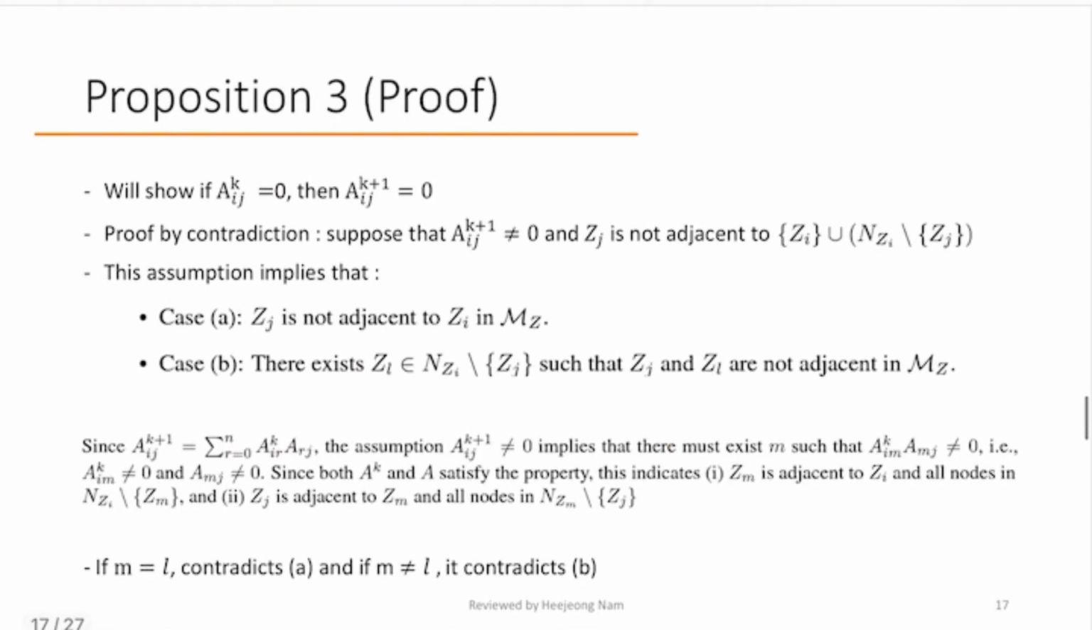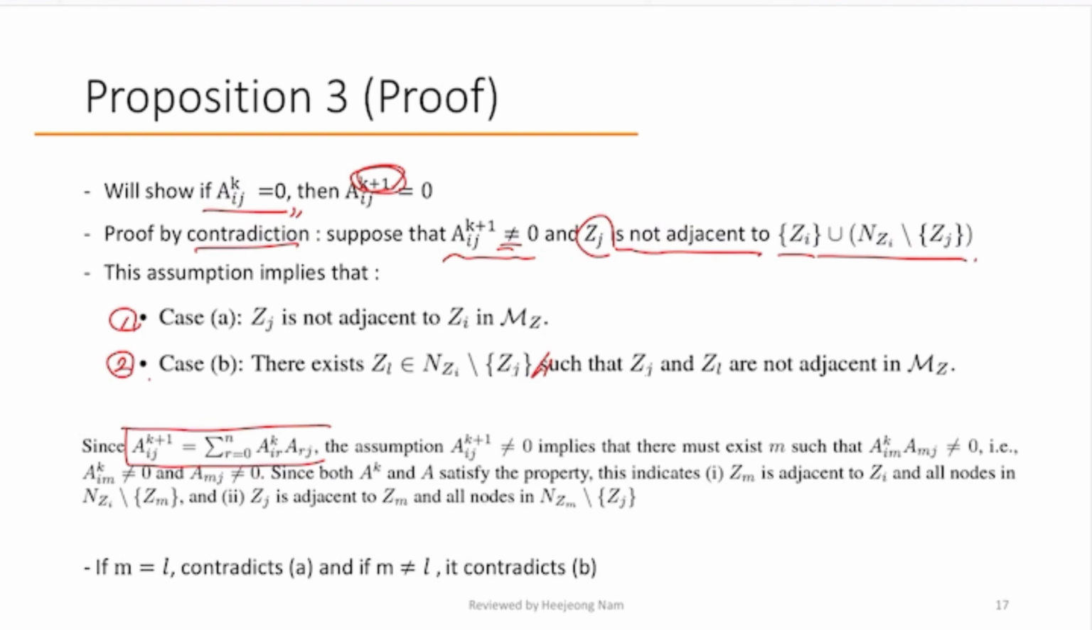So first we will show that if aij to the power of k is equal to 0, then aij to the power of k plus 1 is also 0. And then we want to prove by contradiction, which means that we suppose that aij to the power of k plus 1 is not equal to 0, and zj is not adjacent to zi and the neighbor of zi excludes zj. And this assumption implies that zj is either not adjacent to zi in the Markov network, or there exists zl in the neighbor excluding zj, such that zj and zl are not adjacent in the Markov network. And here, as you can see, we can rewrite the power of k plus 1 as the multiplication of these two terms.